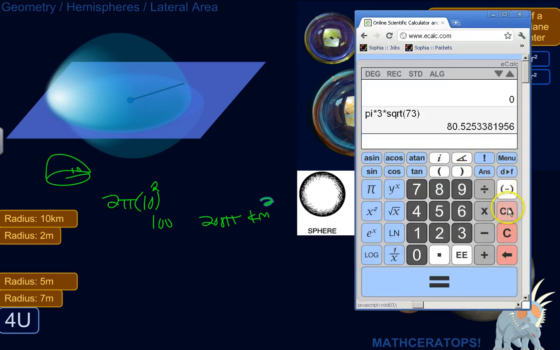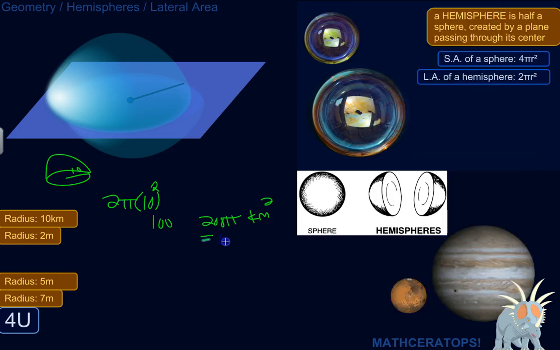If you wanted to make that into a decimal, 200 pi is roughly 628 kilometers squared. A very large hemisphere. Maybe it's like the dome of a colony on Mars. That's just random. Here's a much smaller hemisphere, easier to handle.